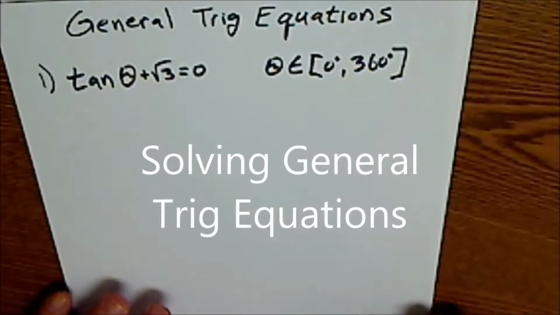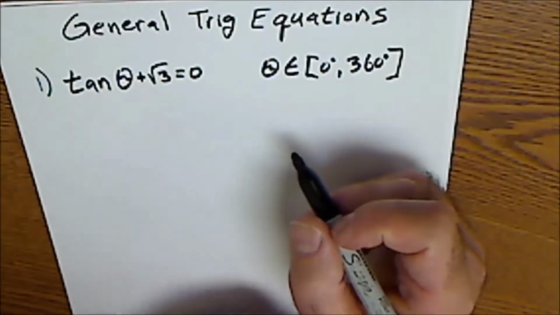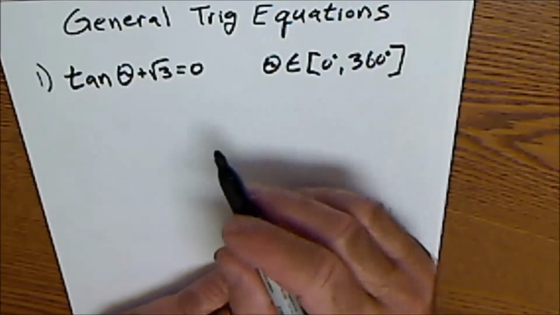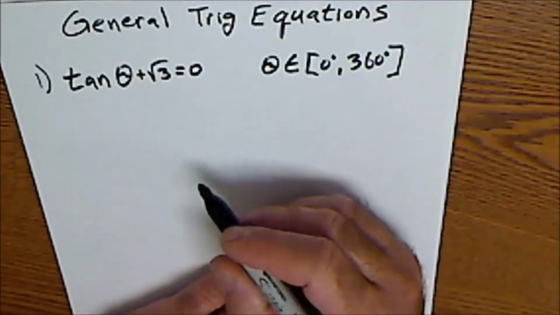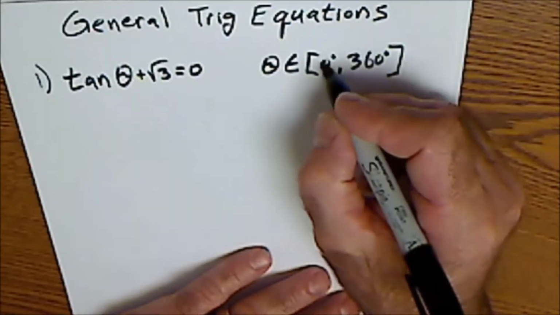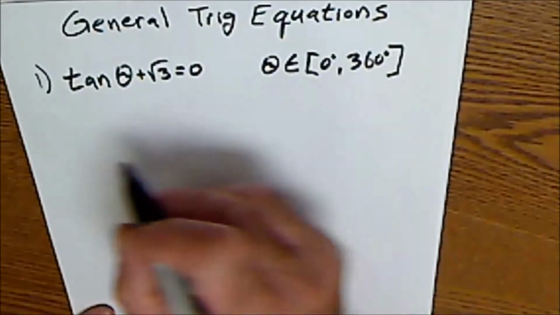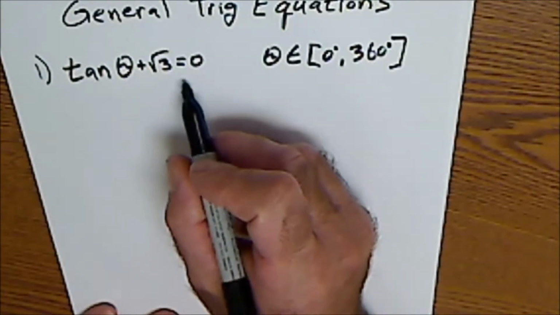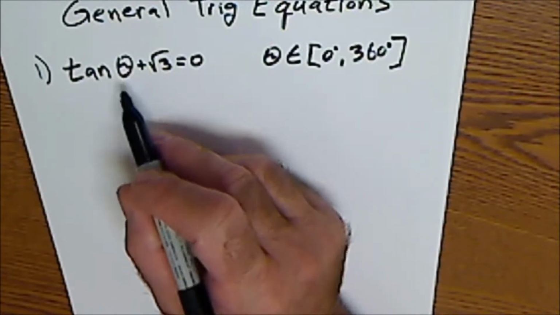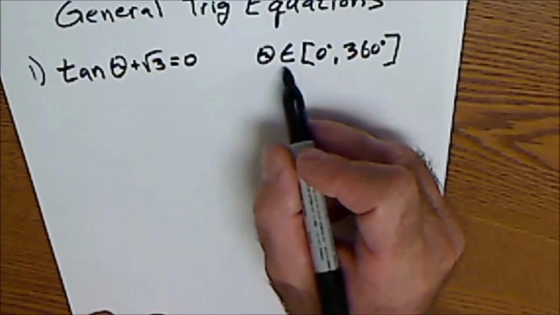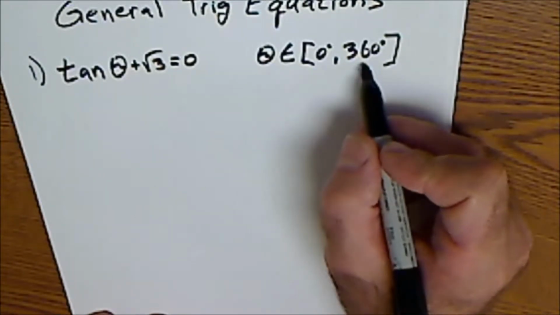Okay, this is solving general trig equations for a trig or pre-calculus class. Pretty hard problems because it takes all your algebra, geometry, and trig skills and puts them all into play here. So I have tan of theta plus root 3 equals 0. Theta means degrees. I have a domain attached. Theta is an element of the set 0 to 360.